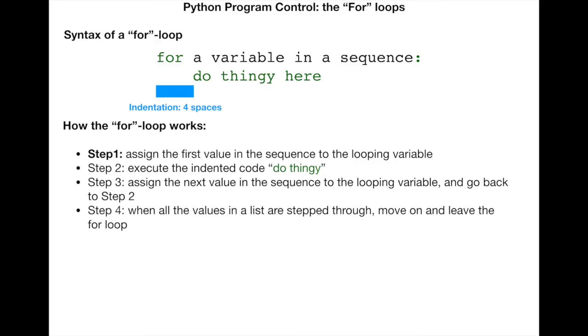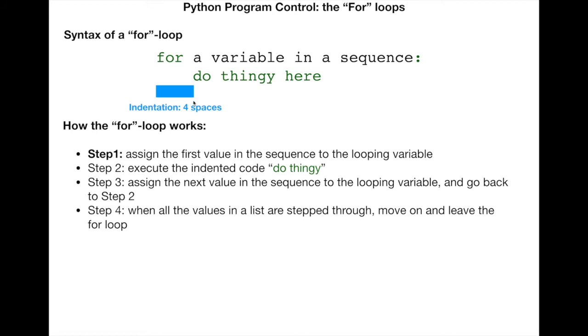The next program control statement, which is probably also the most important syntax that you will be using throughout the course, is called the for loop. All right, so the syntax for a for loop goes like this. Start with the word for, a value in a sequence, don't forget the colon, and do something here. And make sure that you have the indentation, which is 4 spaces, right?